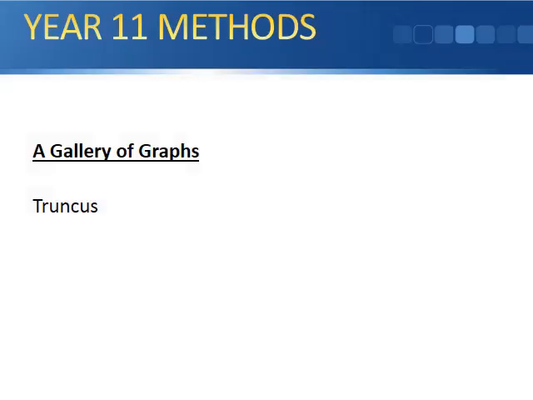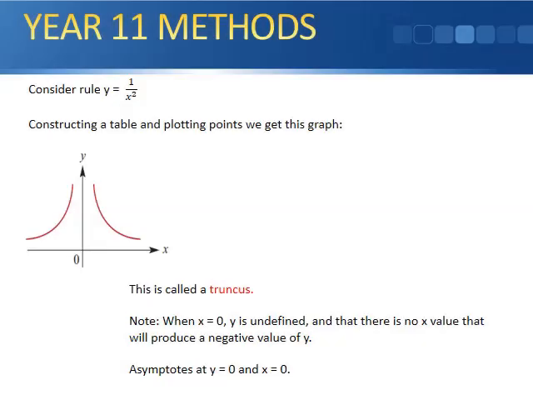The truncus. The truncus is similar to the rectangular hyperbola, but the only difference is, of course, that we are square in the x. Rectangular hyperbola had 1 on x, this one's 1 on x squared. So the graph looks like this.